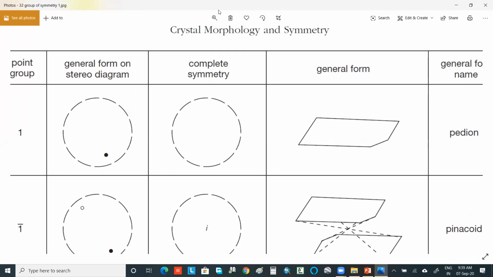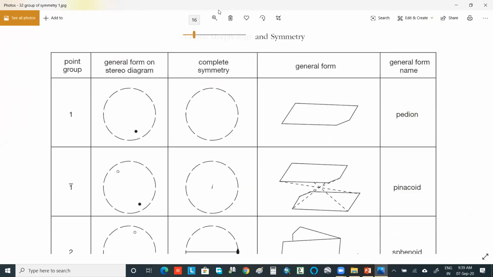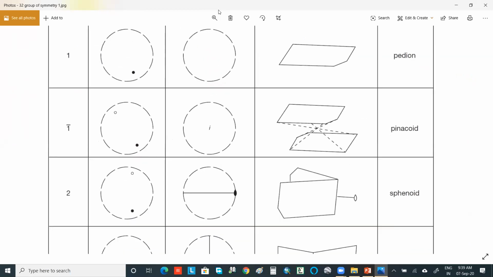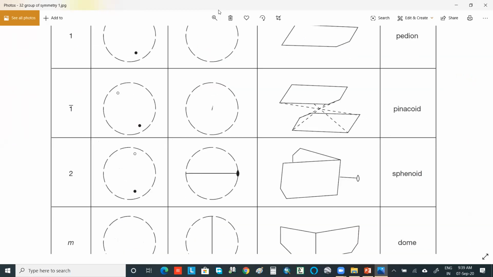Because it has only a single face, there will be only one face in Pedion. This is the form which has the least number of faces. Alright, so Pedion is the form which has the least number of faces. After the Pedion, we have the pinacoid, which has two faces in the opposite direction, left-handed and right-handed crystal, and they show symmetrical motif arrangements like this. Just remember, it is just opposite to this.